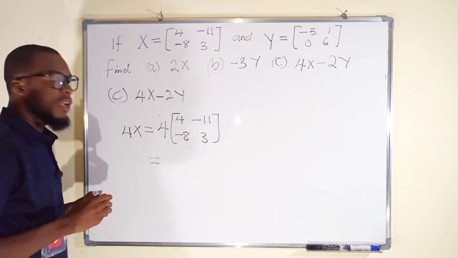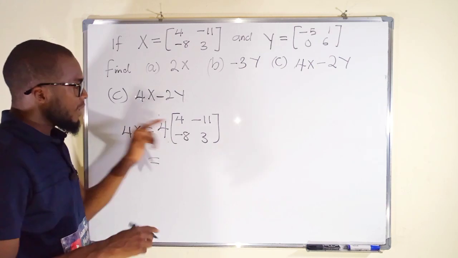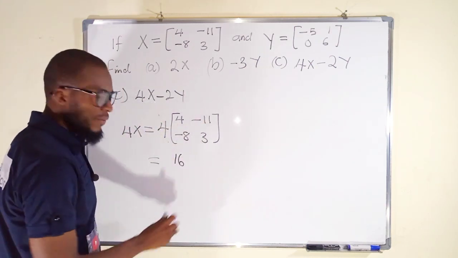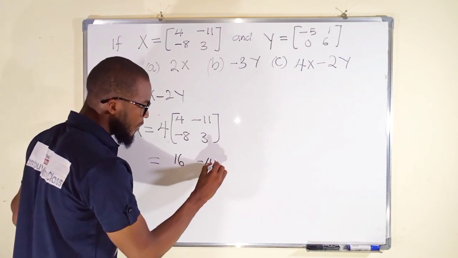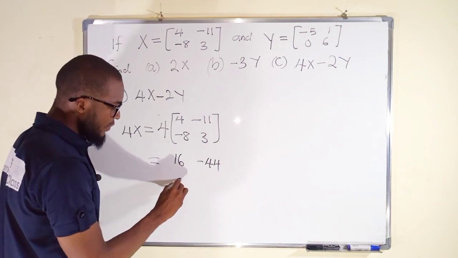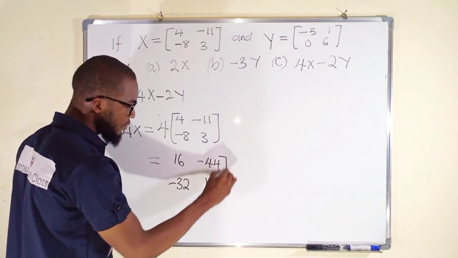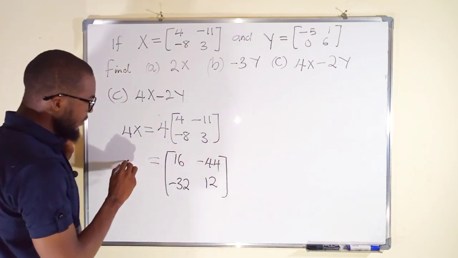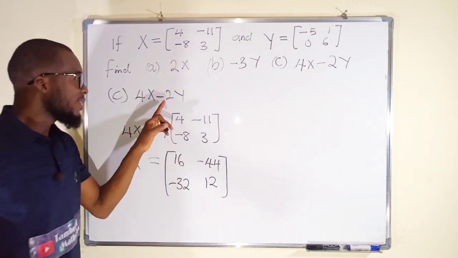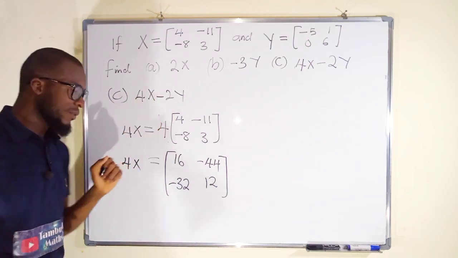This is equal to, I can go directly. 4 times 4 is 16, so we have 16. 4 times negative 11 is negative 44. Then 4 times negative 8 is negative 32. 4 times 3 is 12. So this is 4x. So now let us find this 2y before subtracting the 2y from 4x.